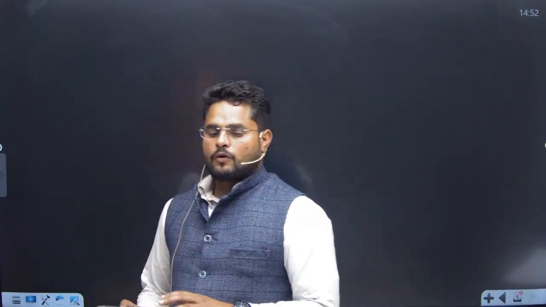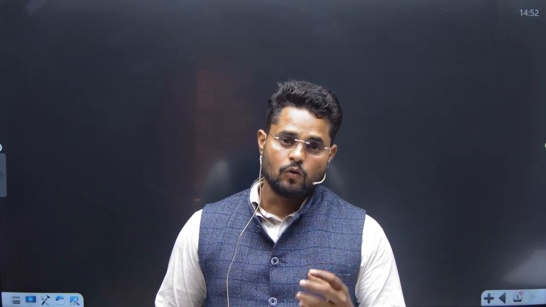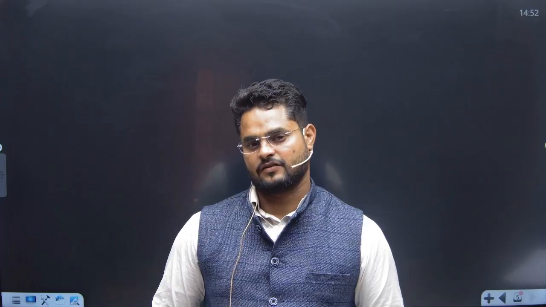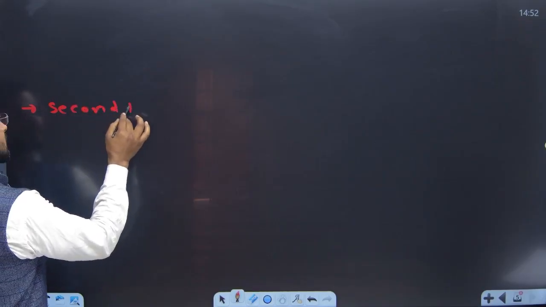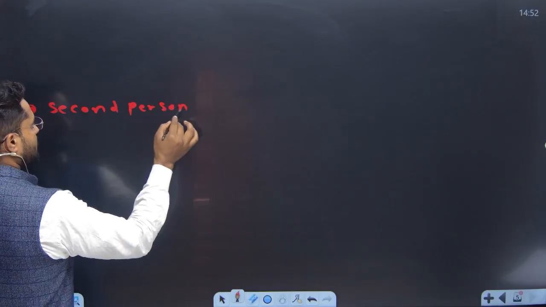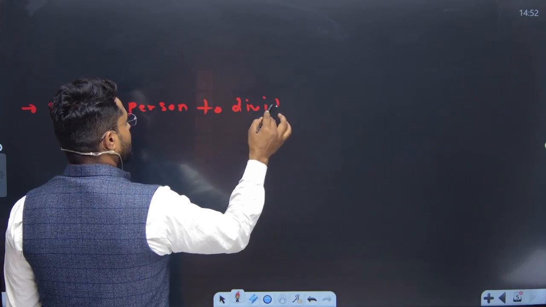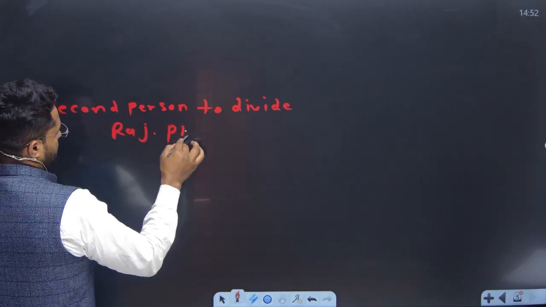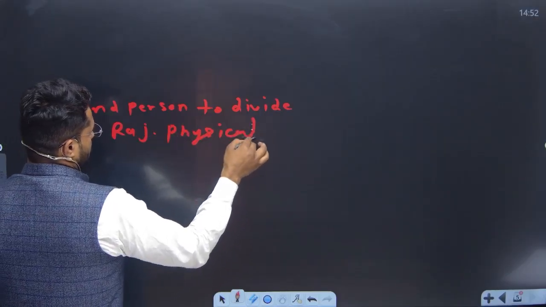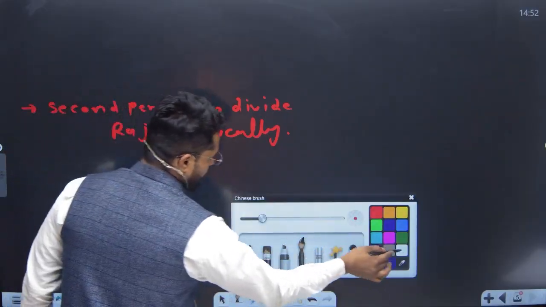Dear student, other than this, a question is asked from here. We know that Professor V.C. Misra was the first person to divide Rajasthan physically. Then who was the second person to divide Rajasthan physically? Dear student, the second person was S.K. Sen.